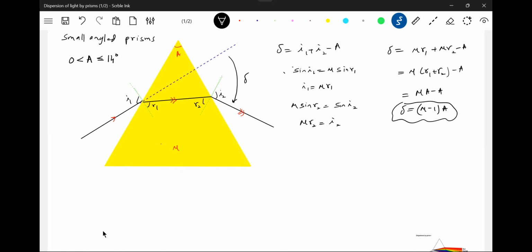This expression for the deviation for a small angle prism is applicable only for small angled prisms. And how much is that small angle? I'm just mentioning it: around 0 to 14 degrees, this is applicable. If the angle of prism is 60 degrees, then this should not be used here. I'm making things very clear.